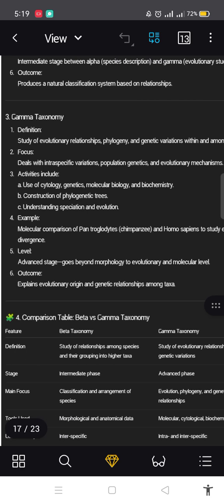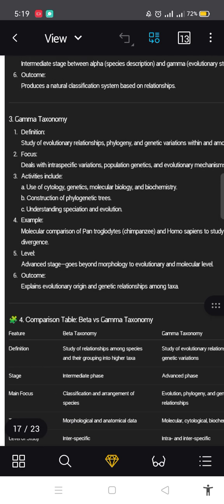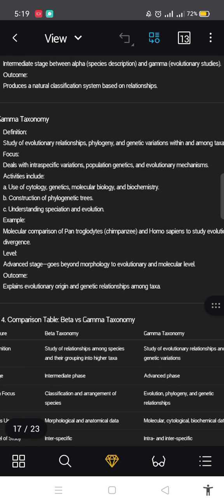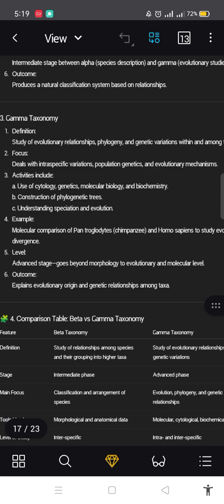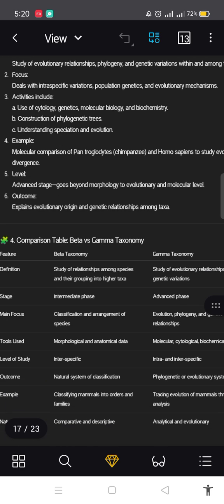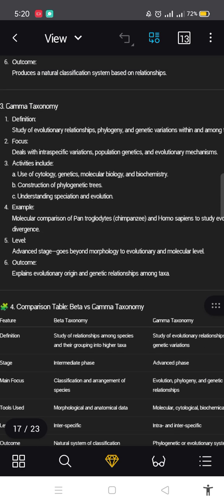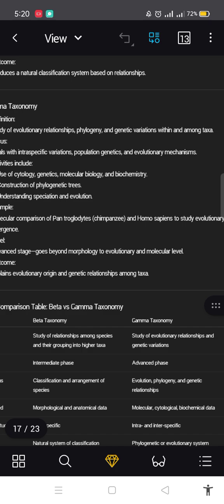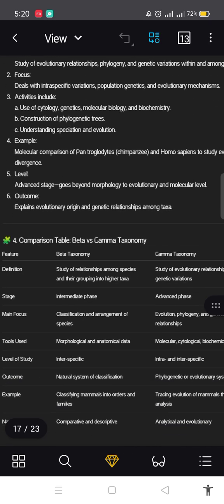So we study evolutionary relationships, phylogeny, and genetic variation, and we also construct phylogenetic trees, using cytology, genetics, and molecular biology. The outcome explains evolutionary origin and genetic relationships among taxa. We can just say it explains evolutionary relationships, phylogeny, and genetic variation within and among taxa.